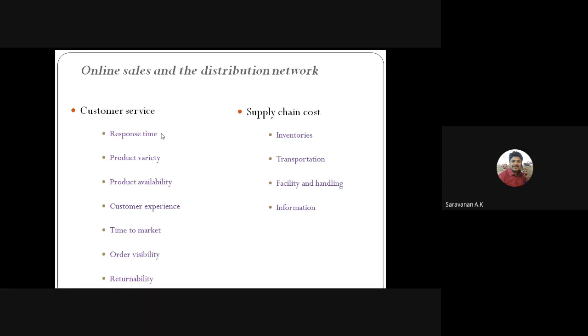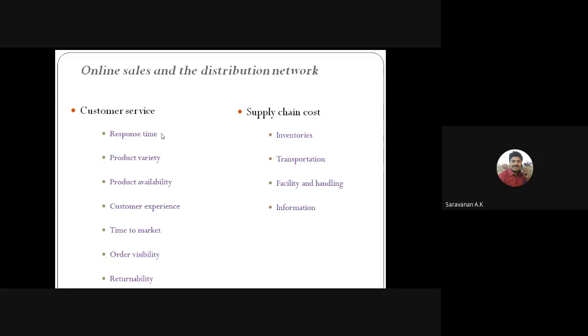Then the order visibility. Online shopping makes it possible to provide visibility of the order status. But in retail stores, order status visibility is somewhat difficult. In online sales, we can see our order status and where the product is in the transit supply chain. So the visibility will be good in online sales.